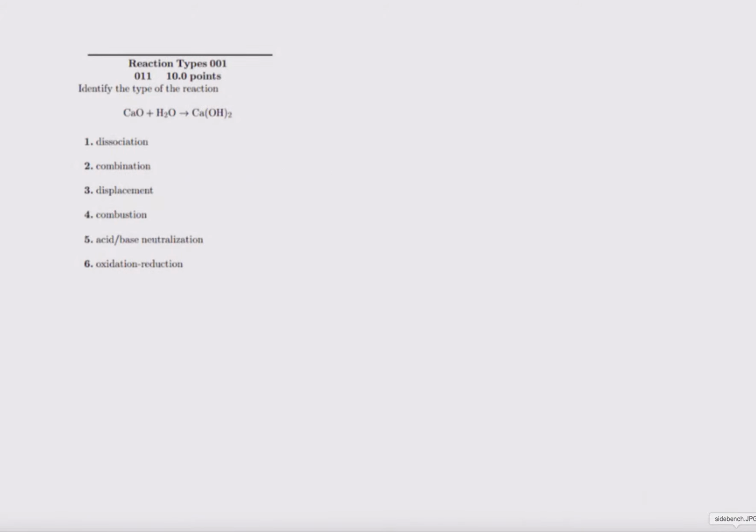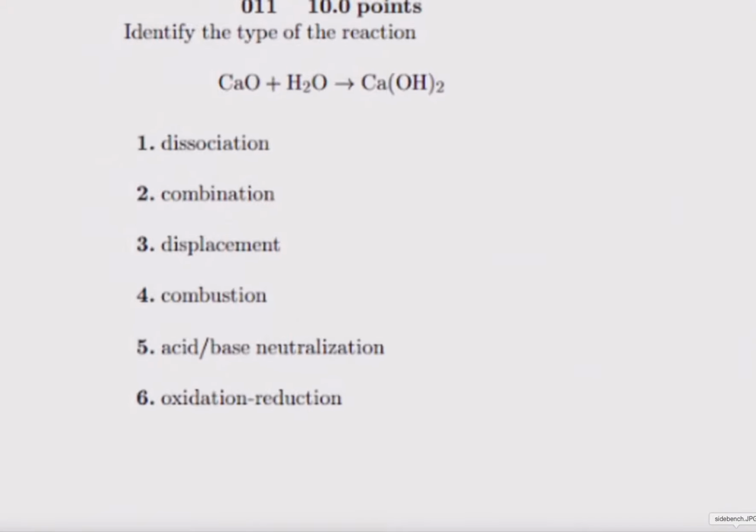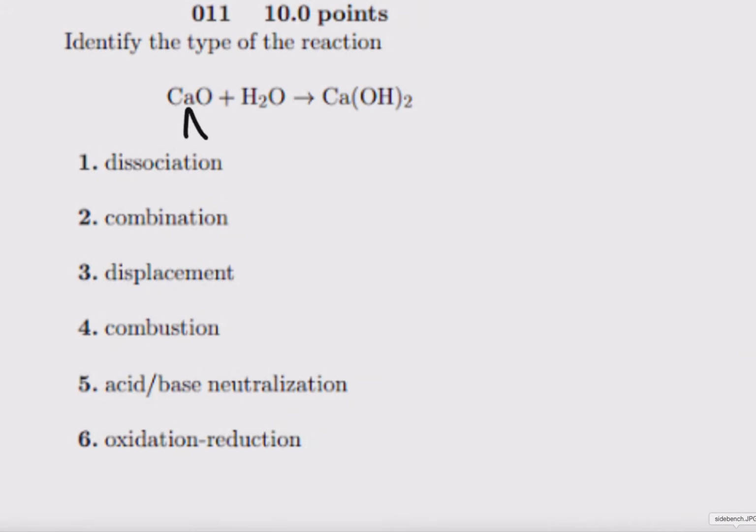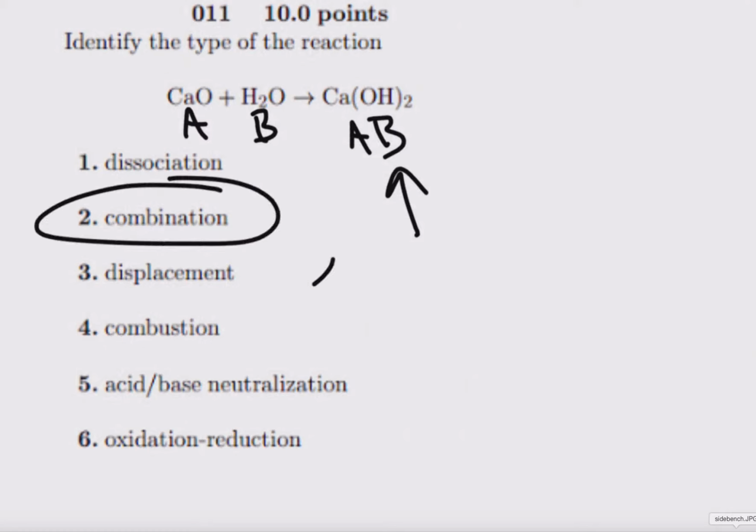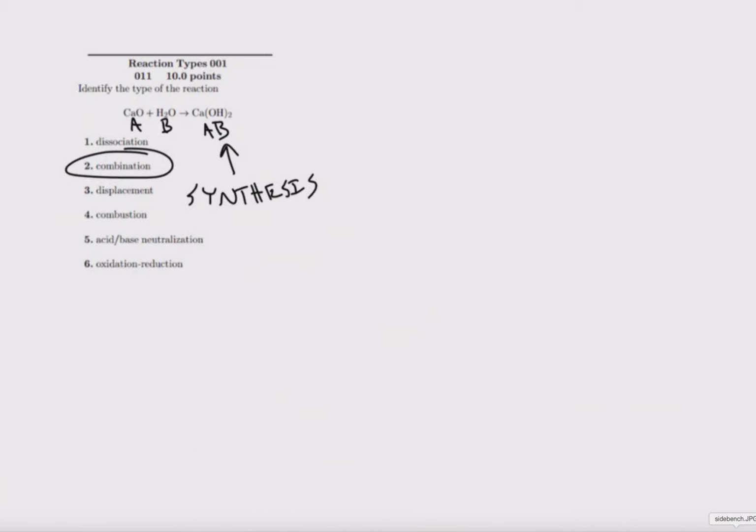Here's a reaction. What type is it? Well, if you look at the basic setup, we've got two compounds. We'll call them A and B. And on the right, we have those two compounds combined into a single product. We said that that is called a combination or a synthesis reaction. Either one of those answers would be correct, but combination is the one they've given us here, just a different term.